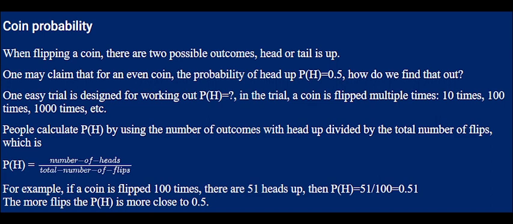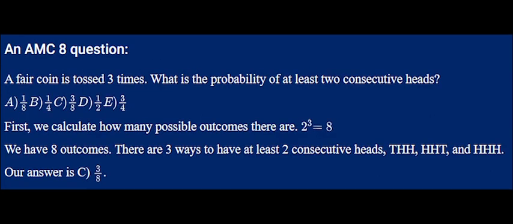People calculate the probability of landing on heads by using the number of outcomes with heads up divided by the total number of flips, which is put into the equation number of heads over total number of flips. For example, if a coin is flipped 100 times and there are 51 heads, then the probability is 51 over 100, aka 0.51. The more flips that are made, the more the actual probability is closer to the theoretical probability, which is 0.5. Here is an example that we can look at.